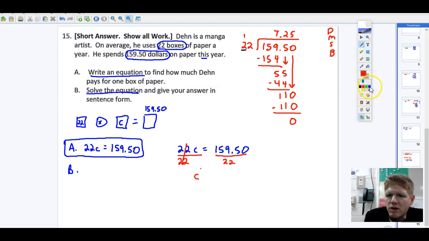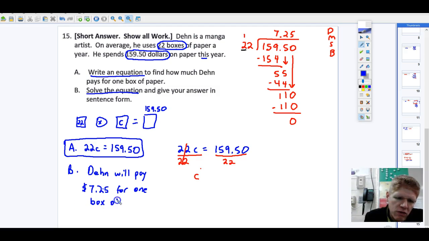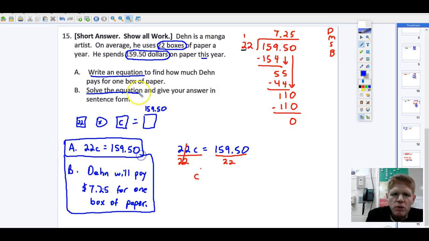So we'll write that out just as we said it. Dane will pay $7.25 for one box of paper. And we are done. We have written the equation, we have solved the equation, and we've given our answer in sentence form. If we wanted to check our answer, we could do that.